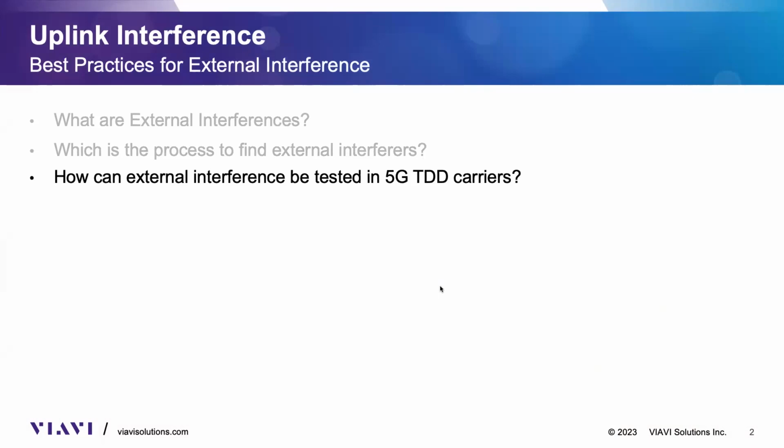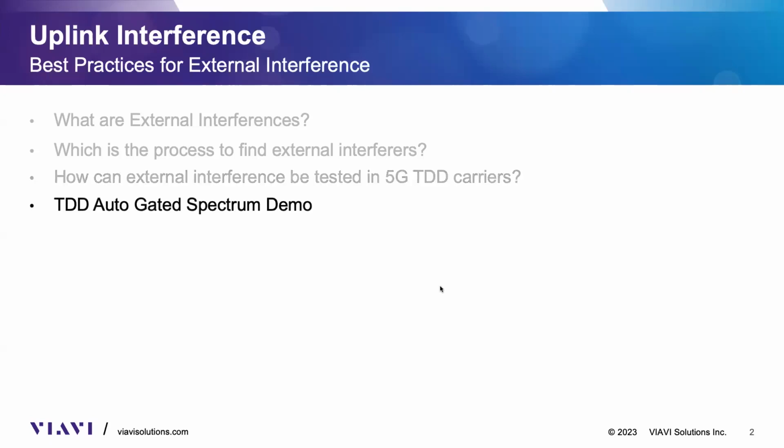These external interferences are now becoming a little bit more challenging with 5G TV carriers. That is typically the case for any carrier being transmitted above 3 gigahertz, which happens to be the case of mid-band or C-band. So we're going to try to understand the best way to test those, and we're going to give you a demo about TV autogated spectrum capability.